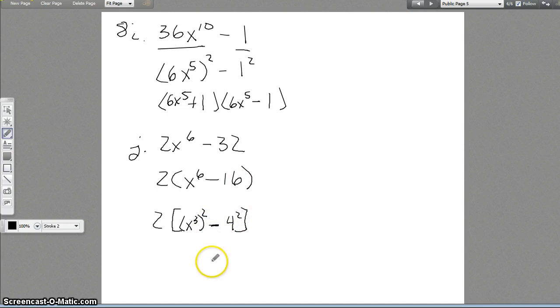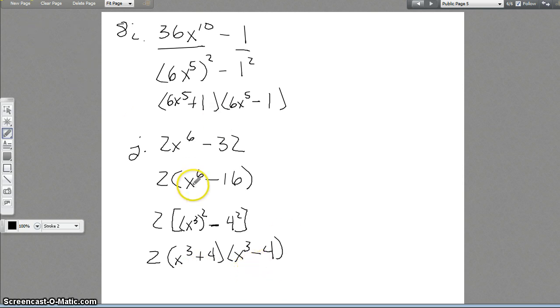Remember, when we take the difference of two squares, we take the first term plus the second term and multiply it by the first term minus the second term. So we've got to remember our 2. Our first term is x cubed, and then we're going to add 4. And then we take x cubed minus 4. And neither one of the expressions in the parentheses can be factored any further, because x cubed cannot be written as a square. So 2x to the 6th minus 32 can be factored as 2 times x cubed plus 4 times x cubed minus 4.